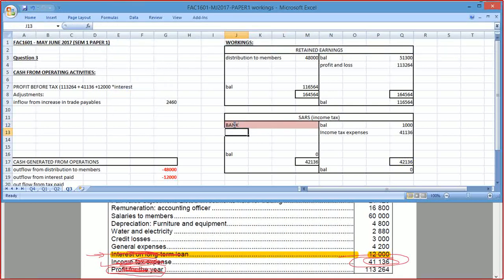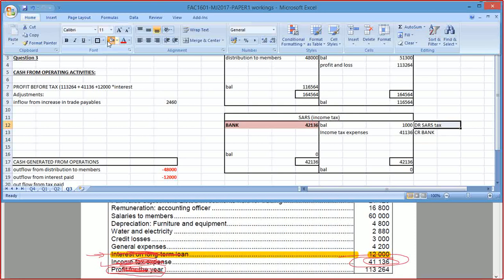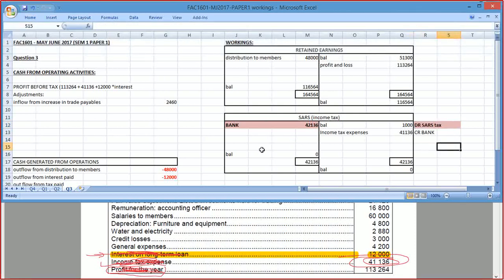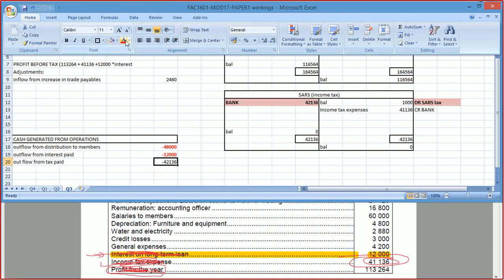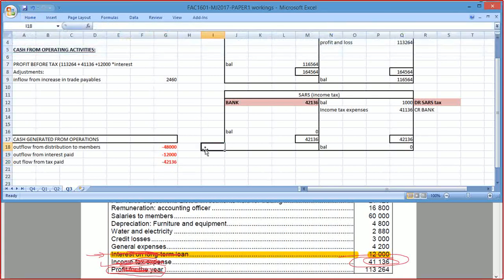Bank. Okay, what happens to bank when you pay? Decreases. Correct. So there's your missing figure. You're decreasing the bank, meaning you're debiting the SARS income tax and crediting the bank. Payment or receipt? Payment. Outflow from tax paid minus that figure over there. That came from our working. See that? Okay, good.